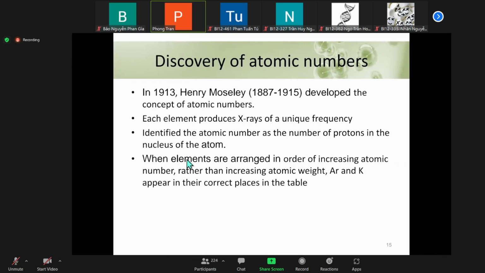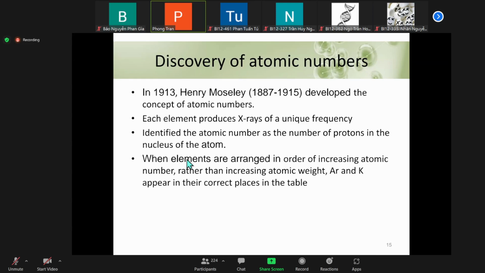So, as we discussed in the last lecture, we know that an X atom has one atomic number, and an X element experimentally produces one unique X-ray footprint, an X-ray pattern. And the atomic number is identical to the number of protons inside the nucleus. So now, if you put the elements in order of increasing atomic number, but not in increasing atomic weight as proposed by Mendeleev, then the issue you found for argon and potassium will be solved.